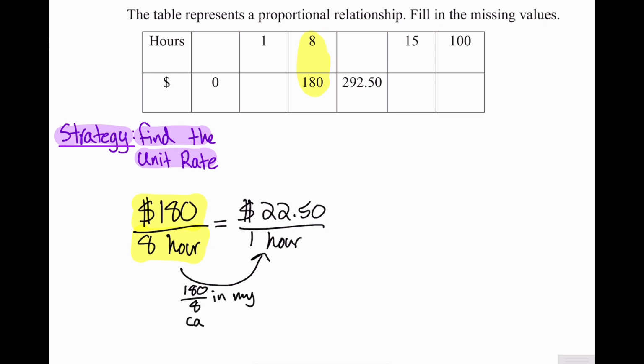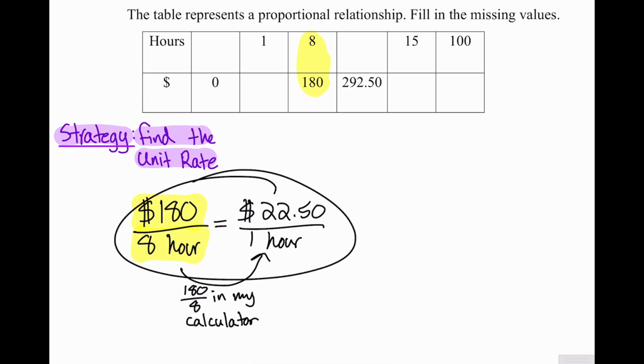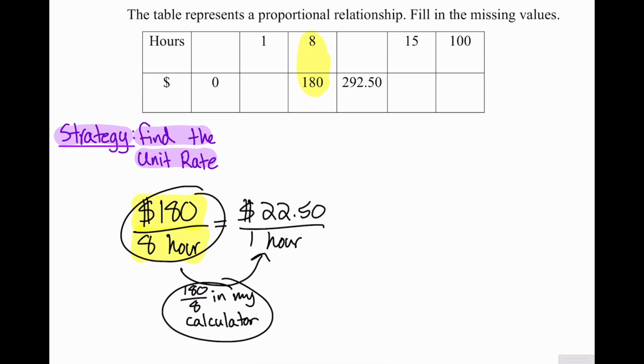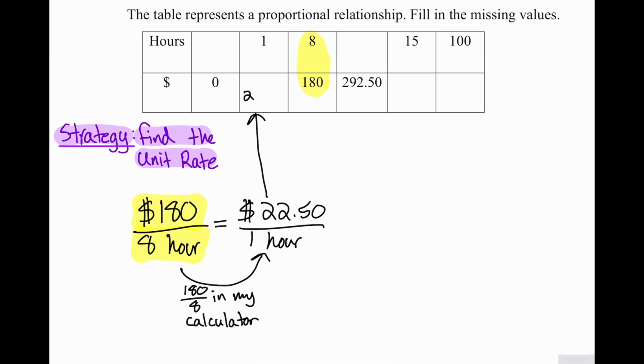You guys will be able to use a calculator for final calculations. I still need to see this part. I need to see the rate. I need to see what you put in your calculator for me to accept your answer. But once we do that, we can just plug that in right here, 22.50. Next, we can look at the 0. Well, if you made $0, you probably worked 0 hours. And we know that in a proportional relationship, that 0 is important to have in our table.